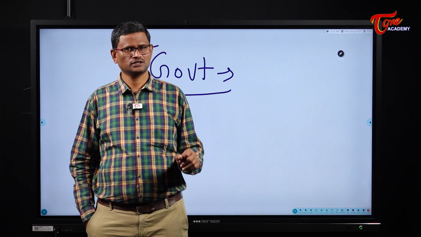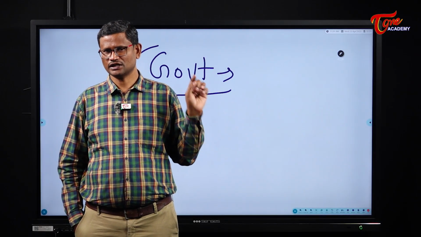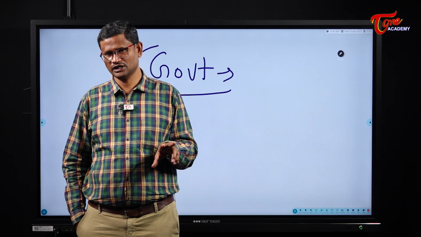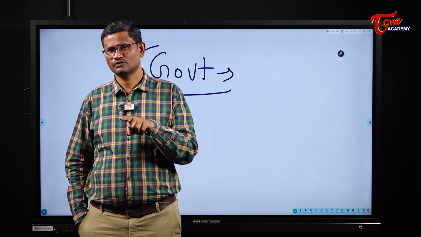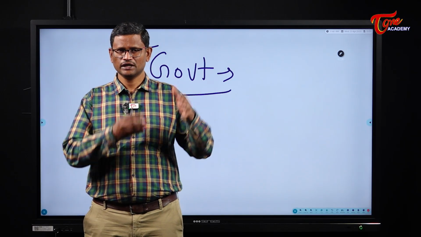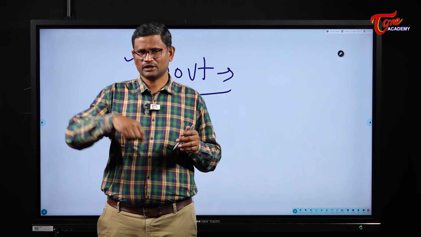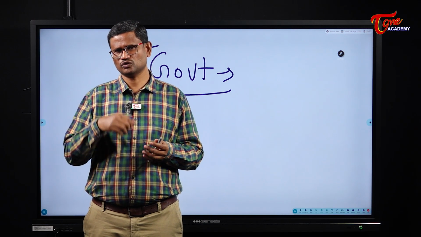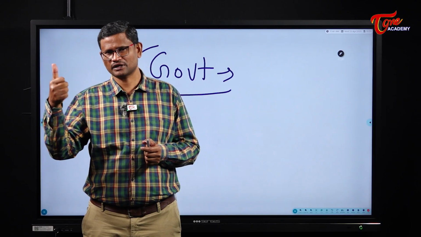In addition to this, in United States of America, the American President and the advisors to the American President, they are not members of the American Parliament. But in India, if you want to become a minister, you must be a member of the Parliament. In other words, in American system, there is separation of executive and legislature. But in Indian system, there is a fusion of executive and legislature. If you want to become a member of the executive, if you want to become a minister, you should be a member of the Parliament.